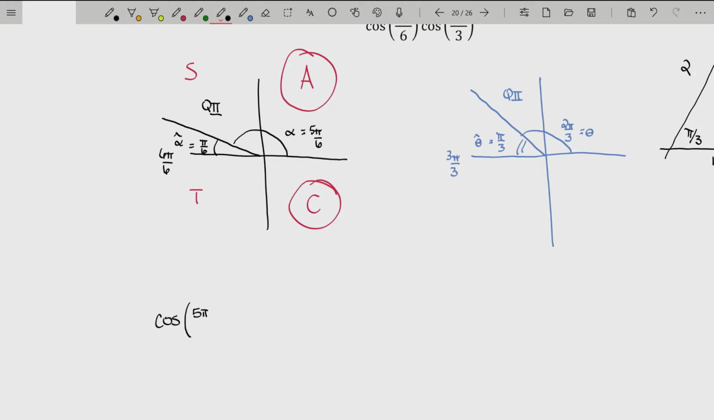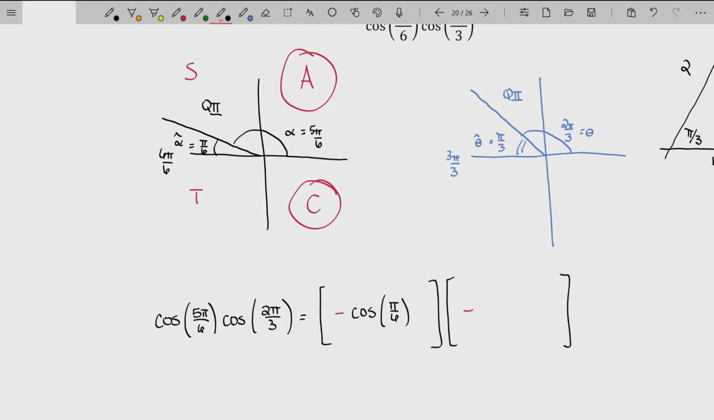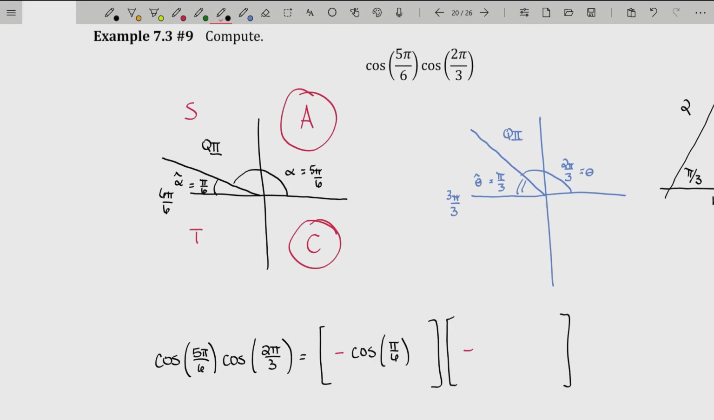So let's go ahead and trade out the cosine of 5 pi over 6 and the cosine of 2 pi over 3 for two different values. The cosine in quadrant 2 is negative. Cosine in quadrant 2 is negative. And our 5 pi over 6 has a reference angle of pi over 6, so this would be the cosine of pi over 6. And our 2 pi over 3 has a reference angle of pi over 3, so this would be cosine of pi over 3.